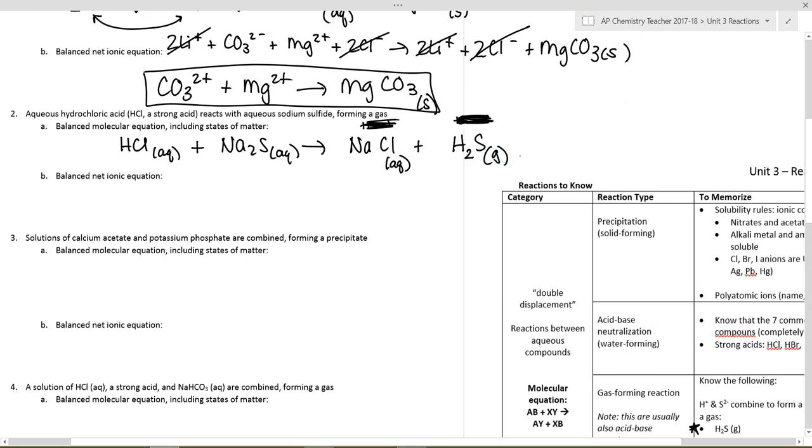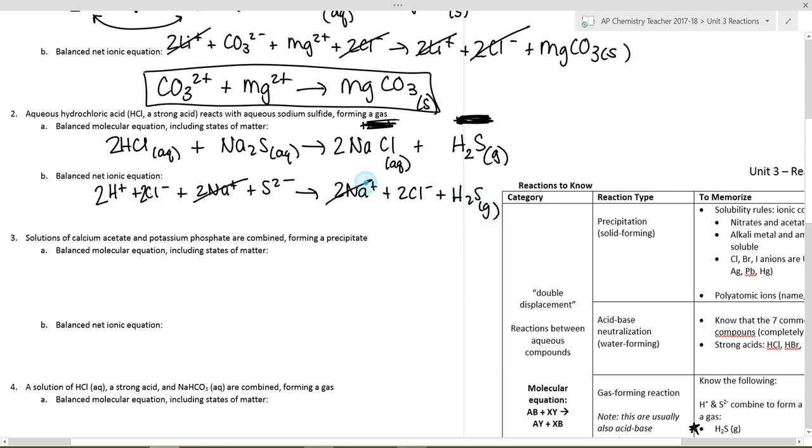And then you're going to ionize where appropriate. So I'm going to ionize all my aqueous ionic compounds and my strong acids. So H+, Cl-, I make 2 sodium ions and 1 sulfur. Oops, I just realized I didn't balance it. Whoops. Let's go back here. 2 and 2, I forgot a step. Go over here, I've got 2 sodium ions, I've got 2 chloride ions, and I've got H2S gas. And notice my sodium and my chlorides are spectators, so what's left over is 2H+, and S2- makes H2S gas.